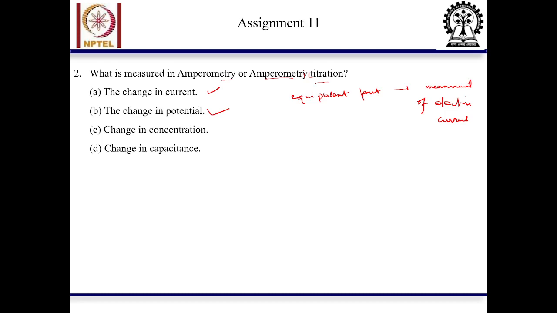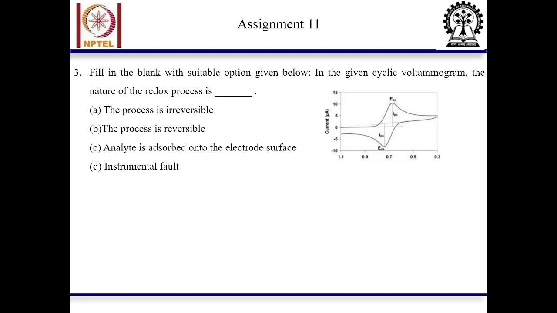Okay, we'll go to question number 3. Fill in the blank with the suitable option given in the cyclic voltammogram. The nature of the redox species E. The process is irreversible. The process is reversible. Analyte is adsorbed on the electrode surface. Instrument fault. Can anyone write in the chat box what the answer is? Then I will go into the detail.